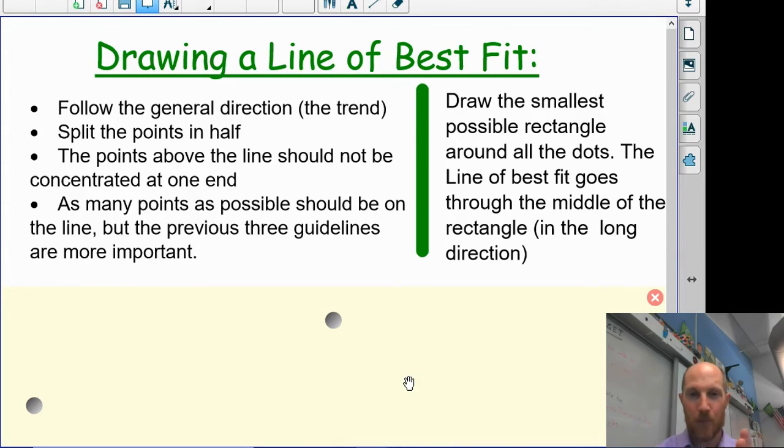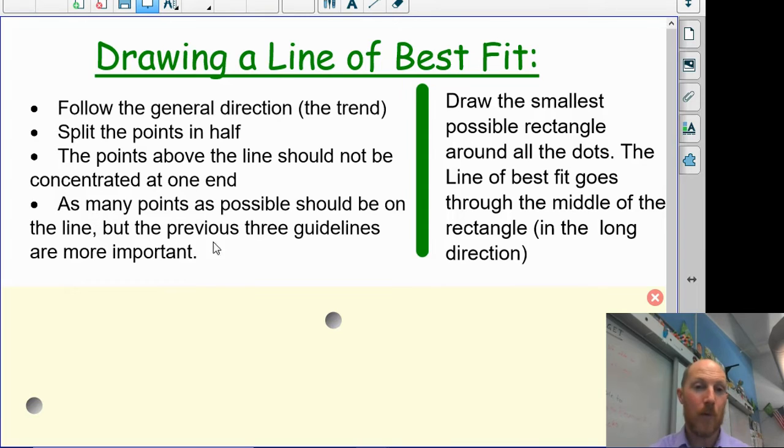Bullet point number 3. So you've got half the dots above the line. Those dots that are above the line should be spread out across the whole length of the line, not all clumped together at one end or the other. Same is true for the dots which are below the line. If all your dots are clumped together at one end, that means that your line is tilted the wrong direction and is not actually going in the right direction.